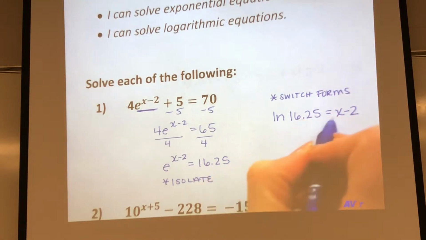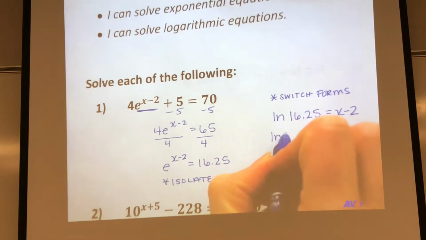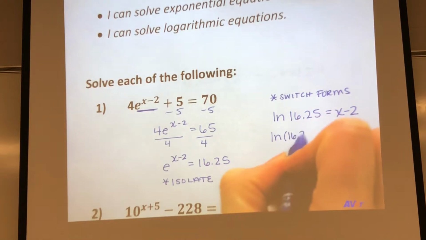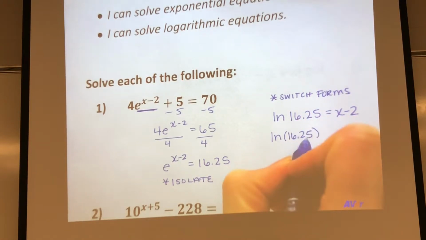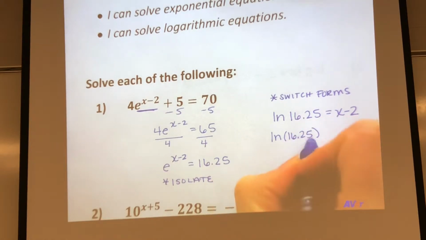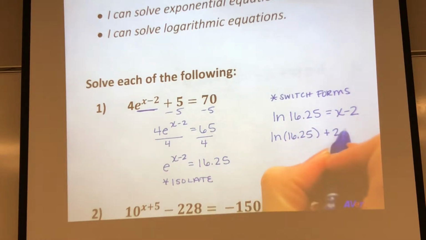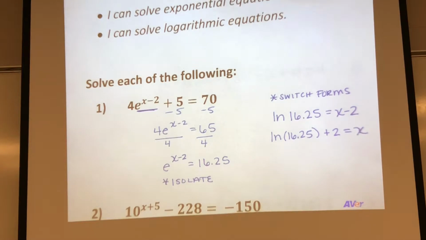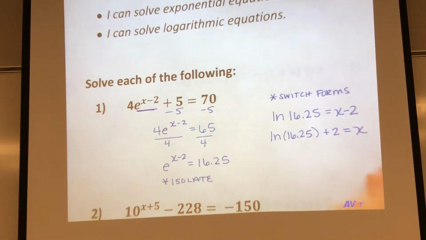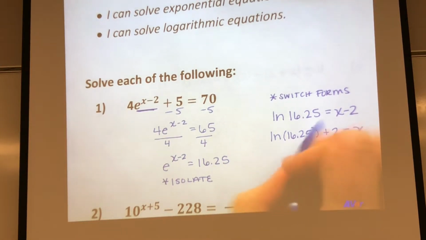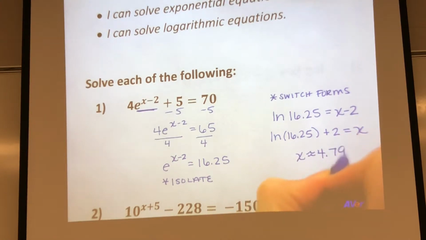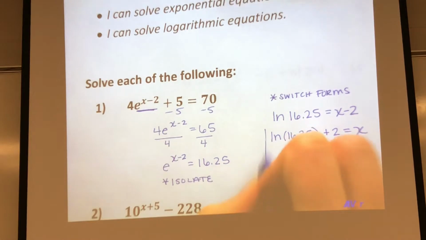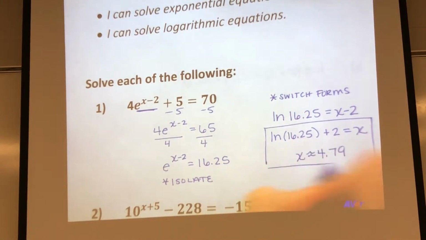So we're going to get x by itself. We'll add 2 to the other side, but not to the 16.25. You're adding it to the log of 16.25. And then you can find the approximation for that. Put that in your calculator. x is going to be approximately 4.79. So if they ask for an exact, you would say the first one, an approximate, the second.